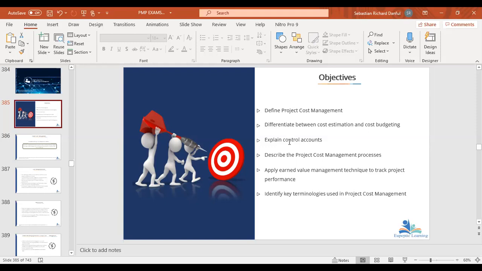Then we'll look at the cost management processes and apply the technique called earned value management to track project performance. You can clearly see here that once we are saying that we want to track project performance with that technique, then it is part of the control cost process group. It's a technique that is used there. Then the other terminologies that we'll be looking at.